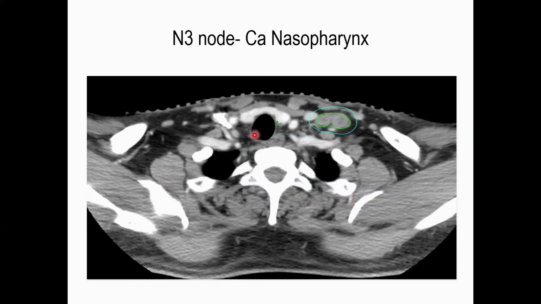So you can see this is the trachea. At that level, you see a node. Can you make out this node? And this is N3; the size is not more than 6 centimeter. The size is immaterial. You have to say that it is radiologically involved based on the size. Right. Now coming to the next slide.